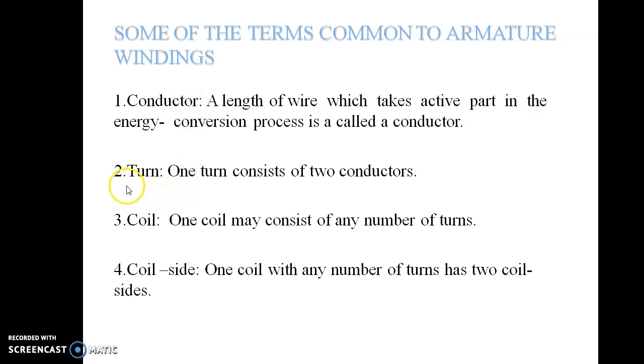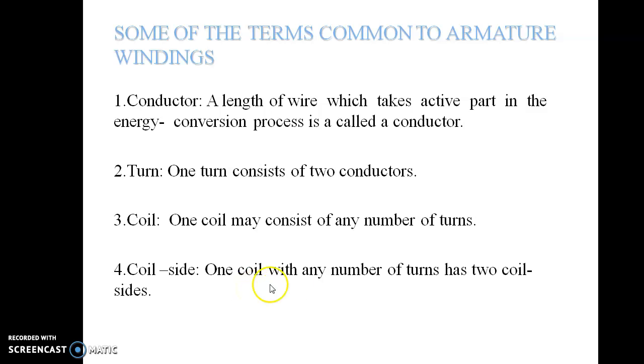Second, what is a turn? One turn consists of two conductors. So, we can also say a turn is made up of two conductors. Third is your coil. One coil may consist of any number of turns, or we can say multiple turns make a coil.